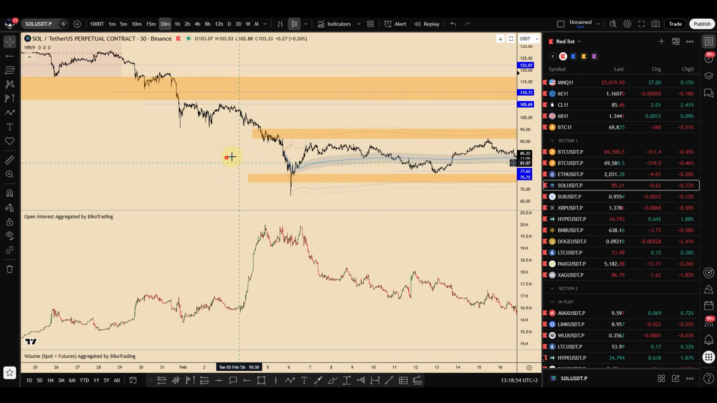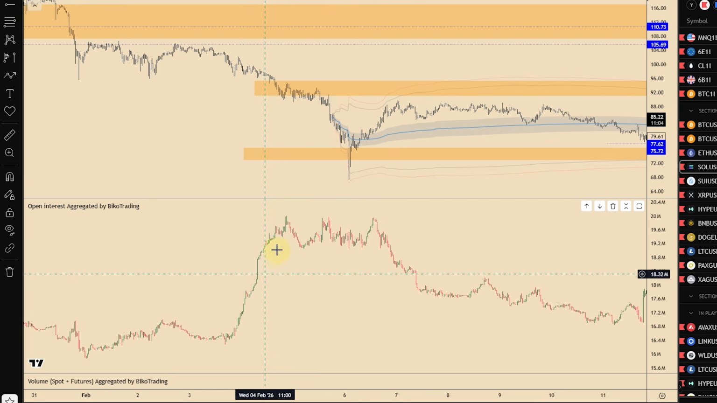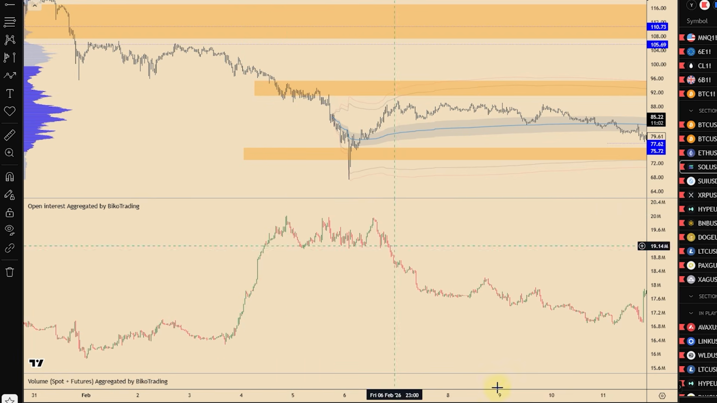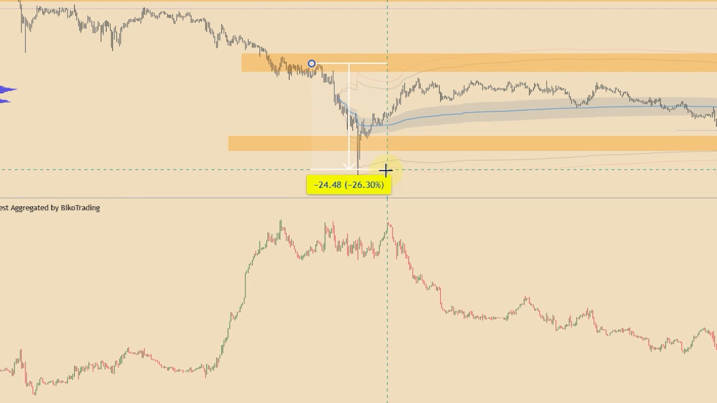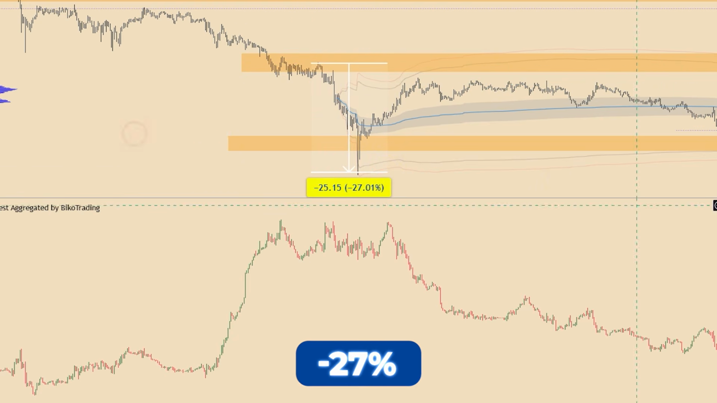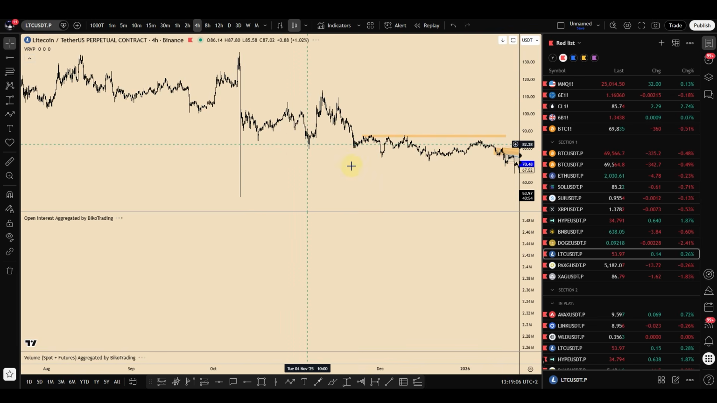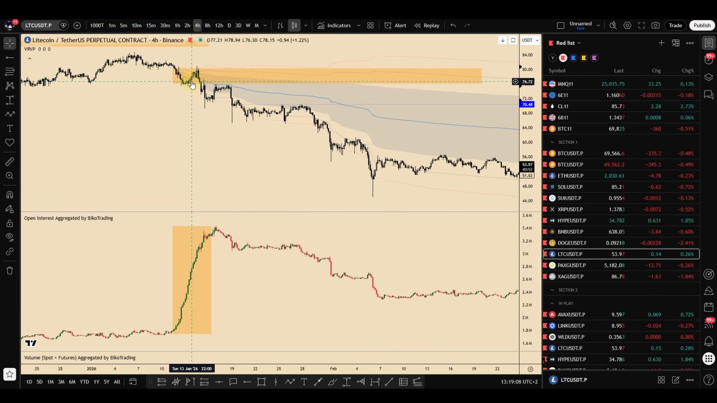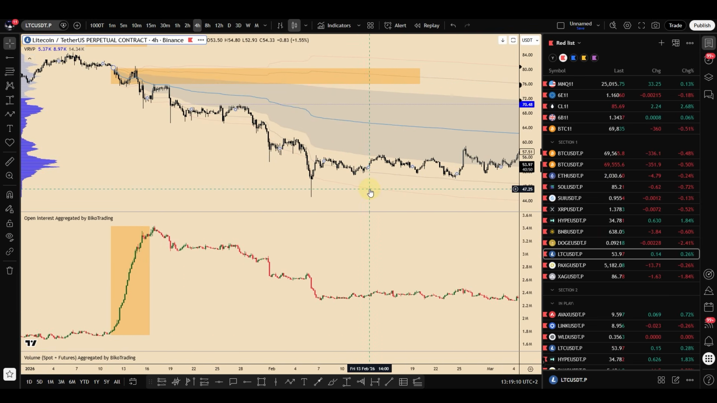Even this example on Solana, when Solana was dropping, have a look. Massive rise in open interest. What happened after that? A drop by 27%. The same was with Litecoin. You can see here a massive rise in open interest. What did Litecoin do? It started a massive trend down.